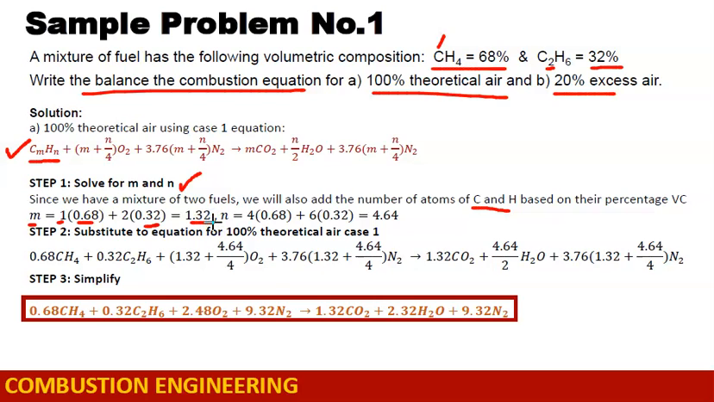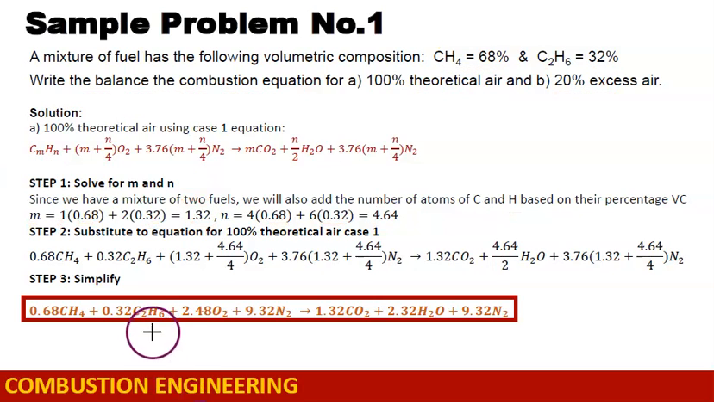carbon atoms. For the number of hydrogen atoms, we add 68% of 4 hydrogen atoms and 32% of 6 hydrogen atoms in ethane. That's why we have 4.64 total hydrogen atoms. So this is our collective number of hydrogen and carbon atoms. We will substitute this into our equation for 100% theoretical air, which is case 1.